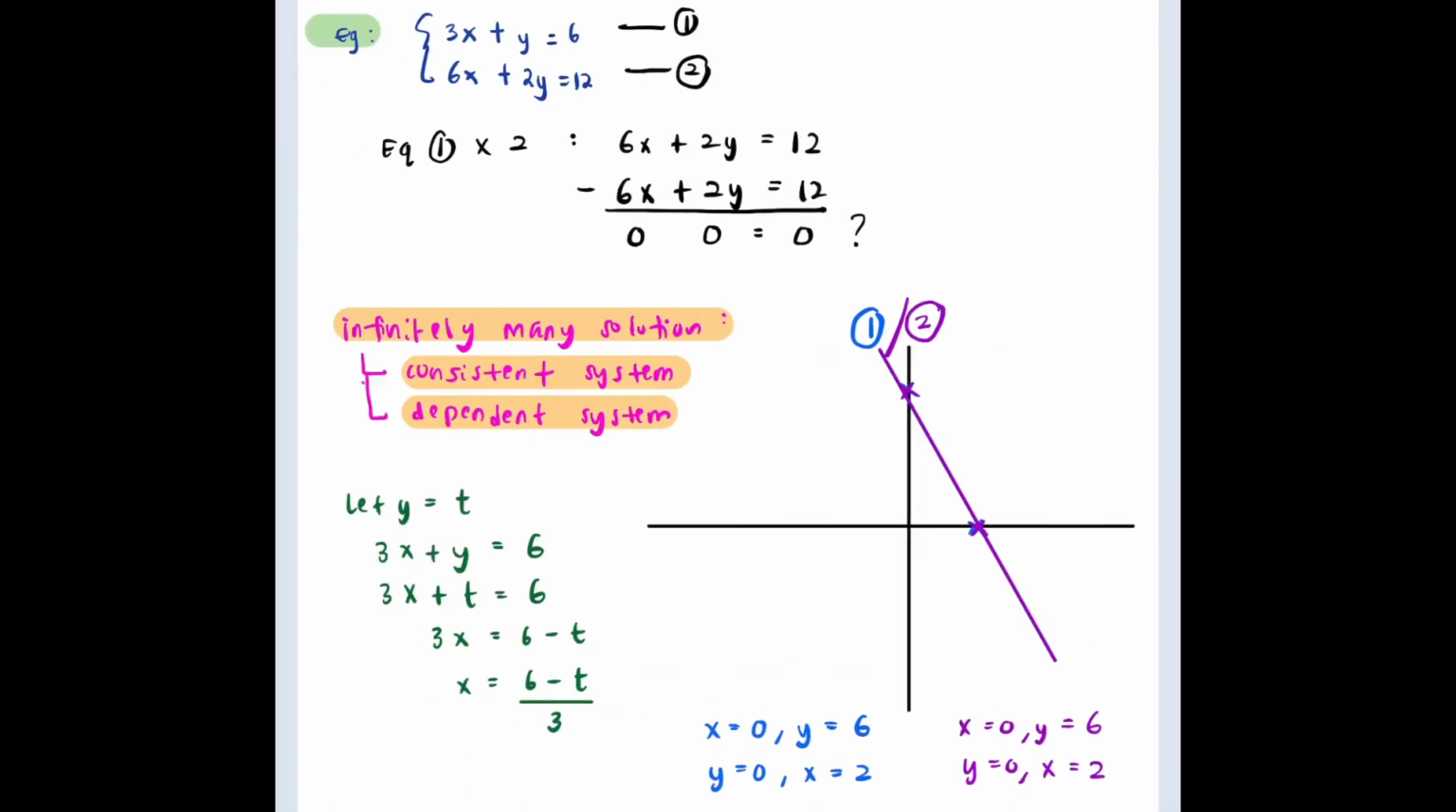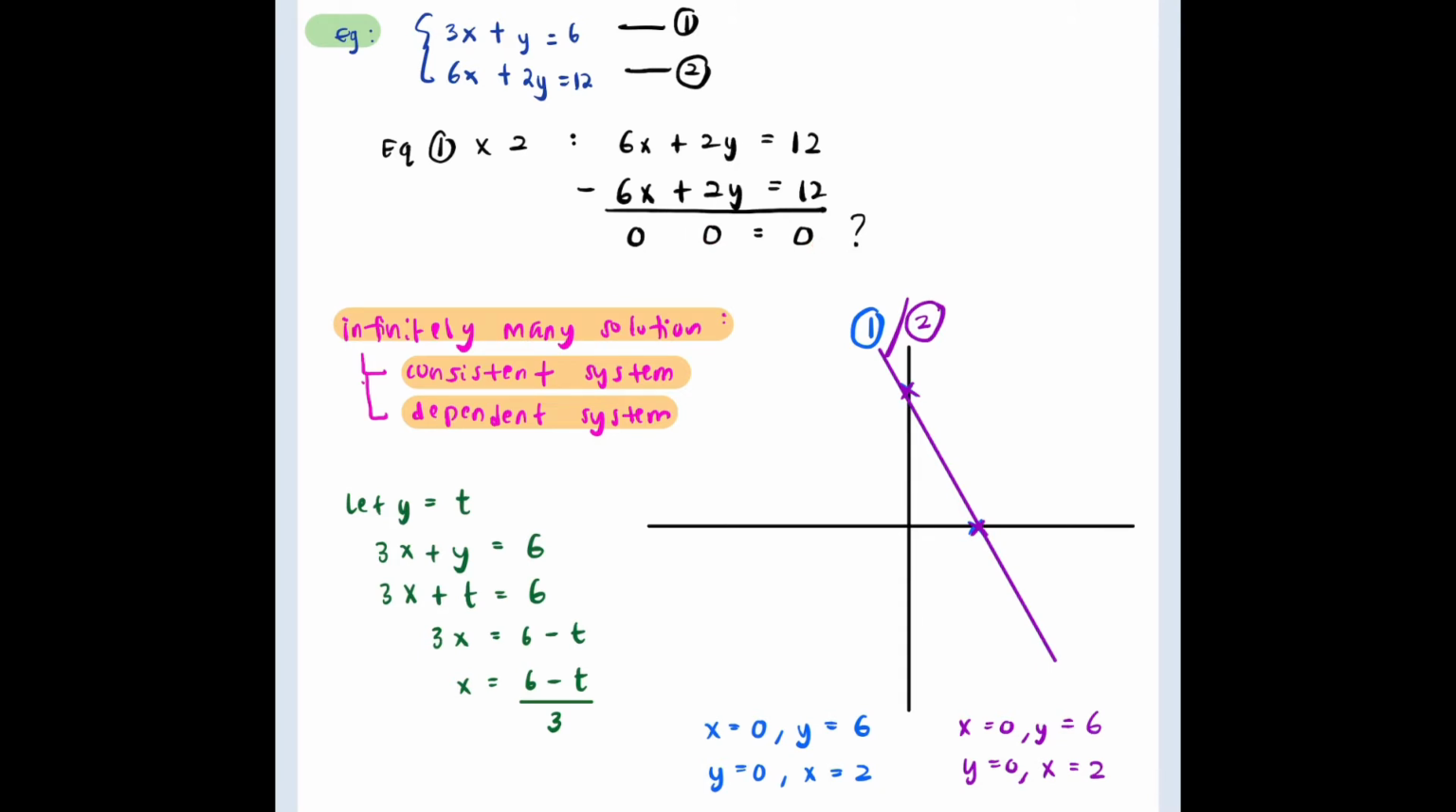Now let's see another equation here. As usual, we want to use simultaneous equations. So this is 3x, this is 6x, so we need to take equation 1 and multiply by 2. And then let's rewrite equation number 2 and then subtract equation 1 from equation 2. So minus this is equal to 0. 2y minus 2y is also 0. So 0 is equal to 12 minus 12, which is again 0.